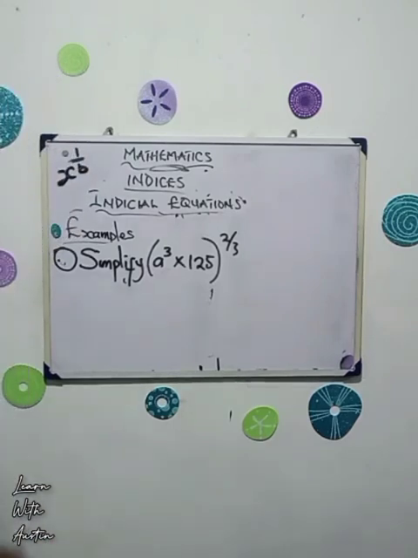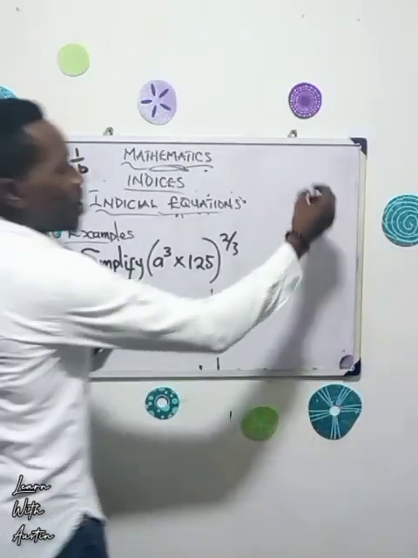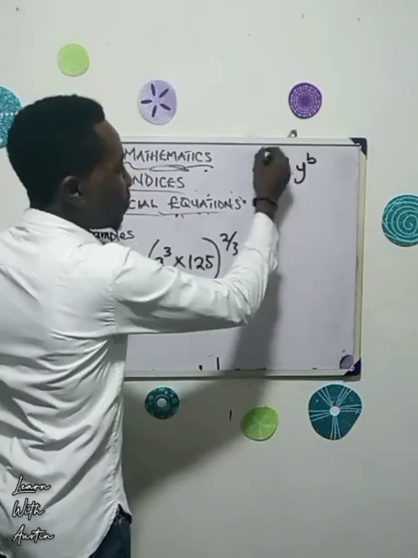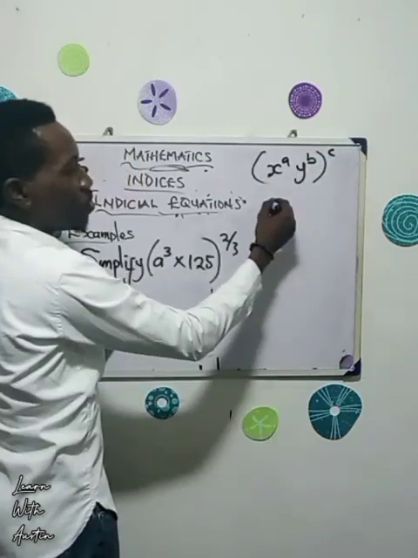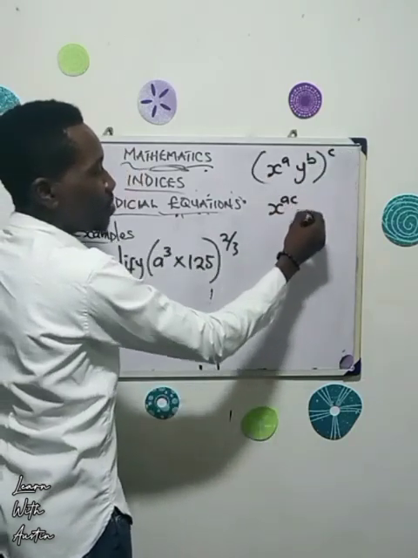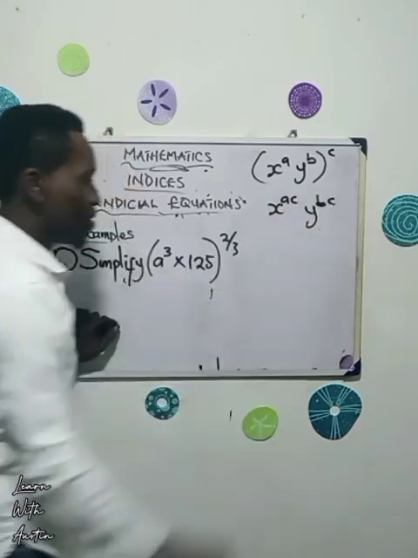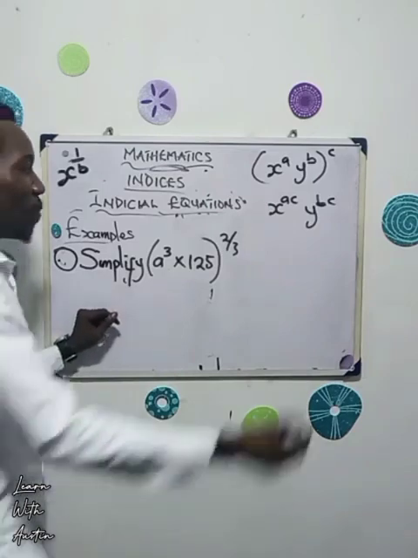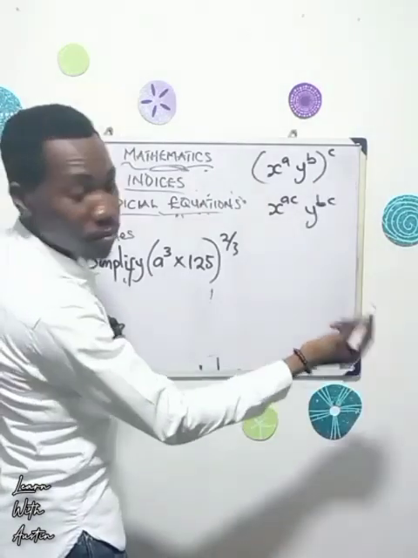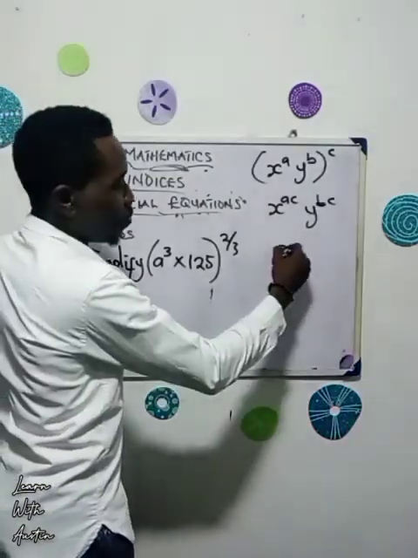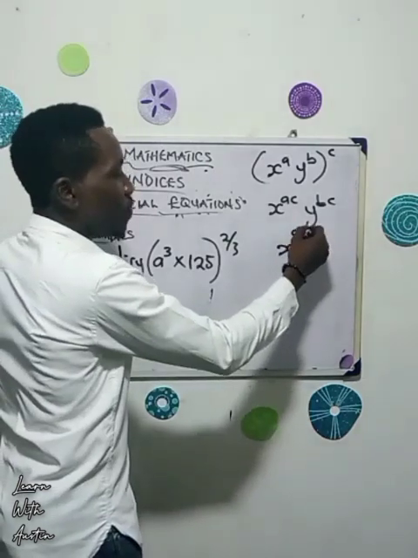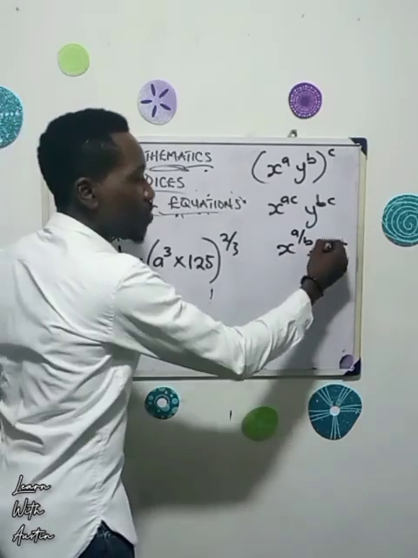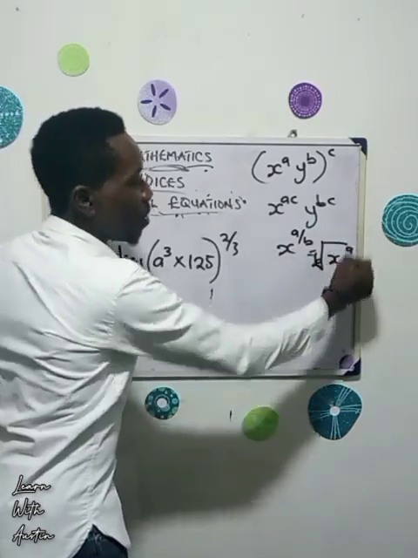Okay, let me give us some of the rules. Remember the rule that says x raised to the power a, y raised to the power b, all raised to the power c would be what? X raised to the power ac, y raised to the power bc. So that comes into play, yeah? And another one we want to apply, remember also the rule of fractions that says what? X raised to the power a over b will be equal to the bth root of x raised to the power a.